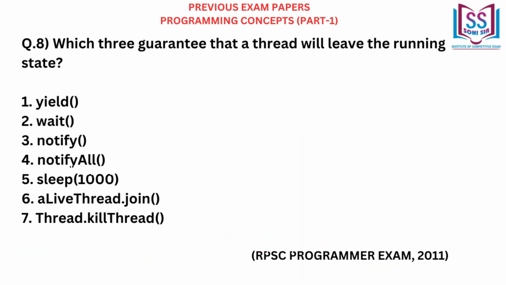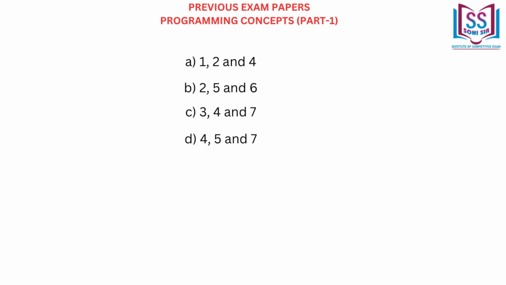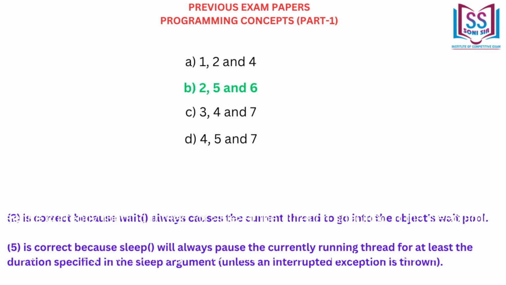Which three guarantee that a thread will leave the running state? 1. yield. 2. wait. 3. notify. 4. notifyAll. 5. sleep(1000). 6. aliveThread.join. 7. Thread.killThread. A. 1, 2 and 4. B. 2, 5 and 6. C. 3, 4 and 7. D. 4, 5 and 7. Correct answer: B. 2, 5 and 6.